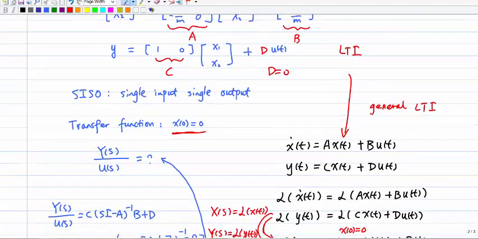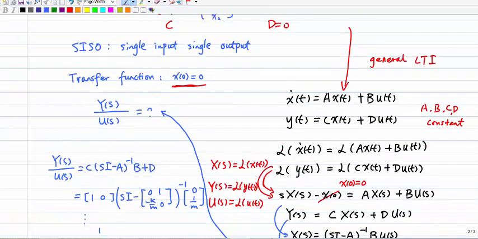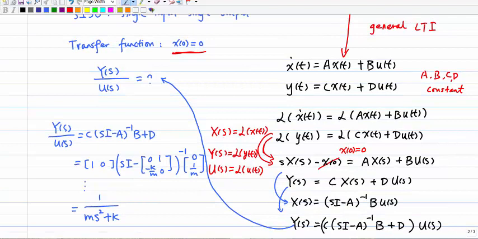If you look at the general LTI system, we have x dot of t is A x(t) plus B u(t), and y(t) is C x(t) plus D u(t). A, B, C, and D are constant. Because I want to look at the transfer function, I have to apply the Laplace transform to both equations, the top one and the bottom one. I define the Laplace transform of x(t) as X(s), of y(t) as Y(s), and of u(t) as U(s).